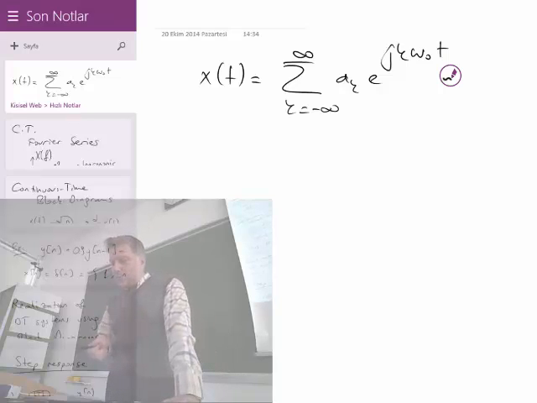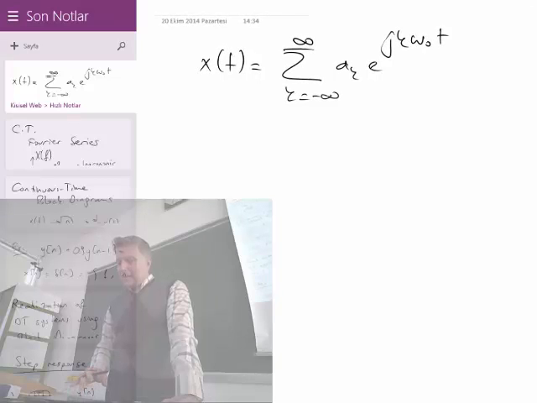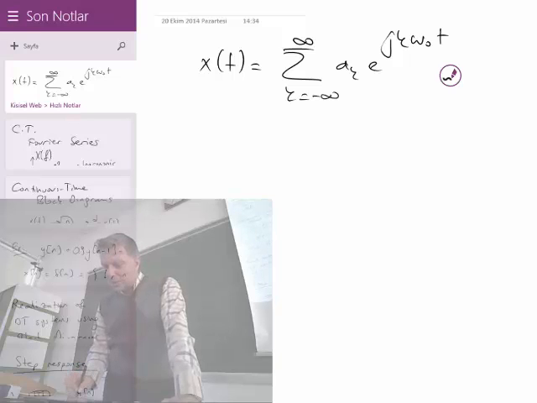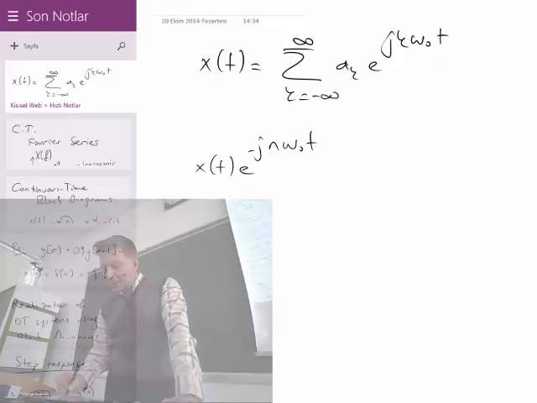And the way to proceed from here is, well, you cannot do that if you don't know how to do it. All right? I mean, the proof is not a proof by some elementary methodologies. You have to know how to prove this. And the proof is as follows. You just first multiply both sides of the equation with this signal, e to the minus j n omega 0 t. Let's multiply both sides of the equation with that.